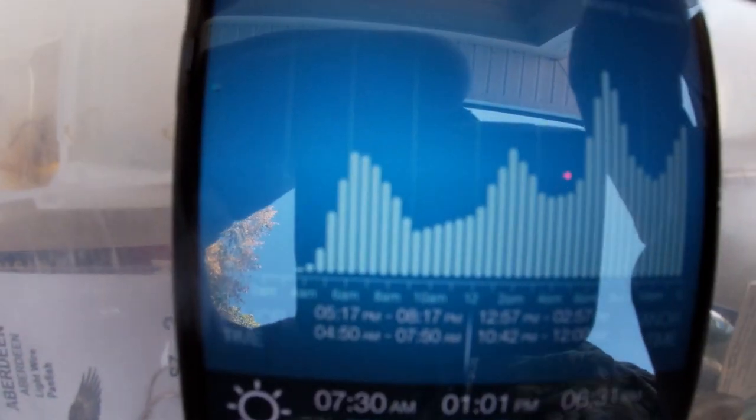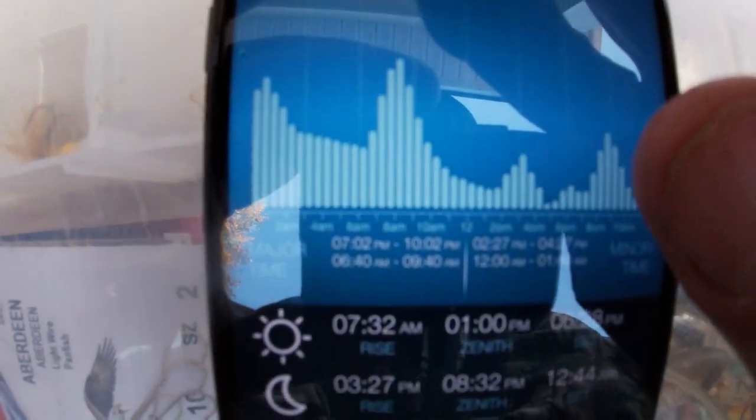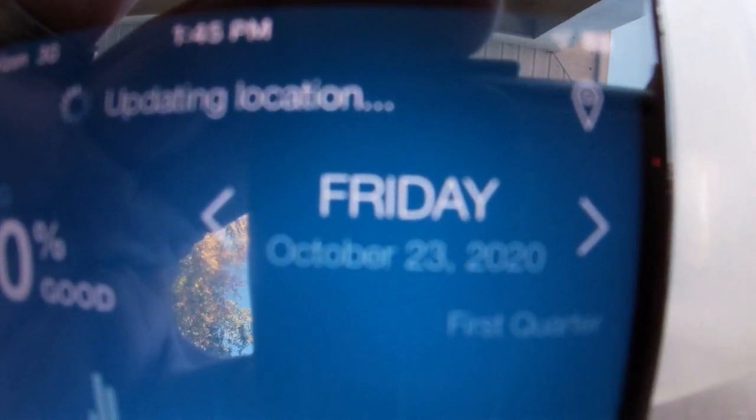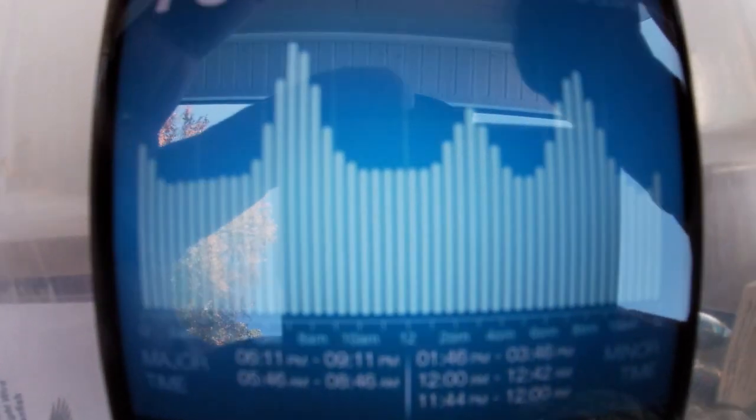So let's go through the month really quickly. So here's a good day here. This is Friday, October 23rd. You can see we have a strong movement period, which is about 8 a.m. in the morning. That would be a good hunting morning, actually. Let's go on through the month.